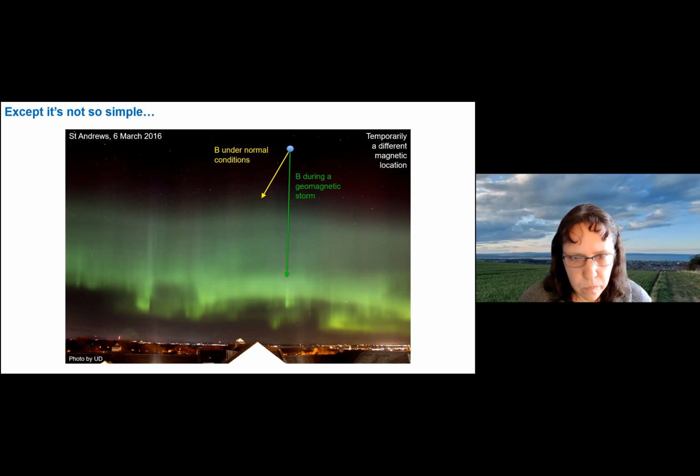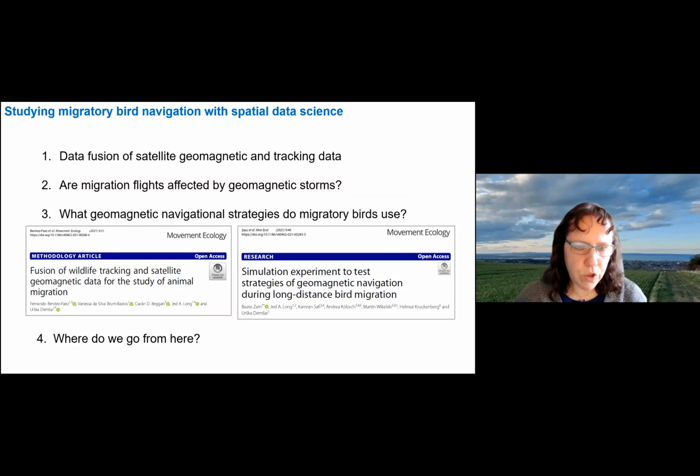So in this project, we are looking at a few things, but what I'm going to talk about is, first, how can we study this? To study this, we need to link satellite geomagnetic data with tracking data. That's the data fusion part. And then I'm going to look at two questions we can now ask. How are migratory flights affected by geomagnetic storms, if they are affected? And what strategies do migratory birds use? Which properties of the magnetic field do they use and how do they use them?